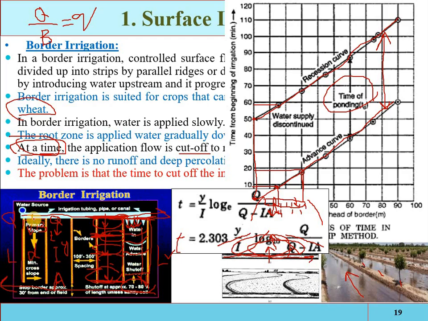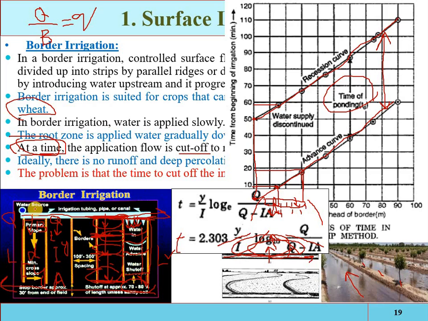And when you start the inflow of water, what is the depth of the flowing water? That is Y. Make sure you understand the difference between D and Y. D is the depth of the irrigation water which needs to be applied in one irrigation, and Y is the depth of the sheet of flowing water. Suppose I is the infiltration rate of the soil.